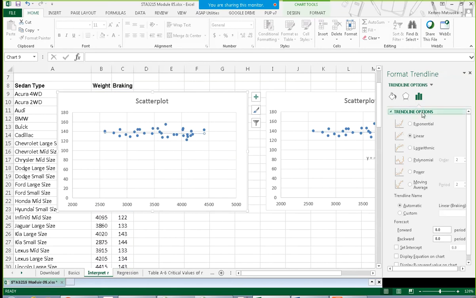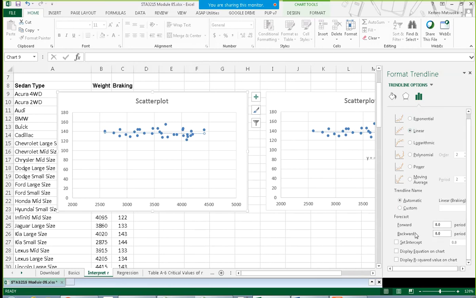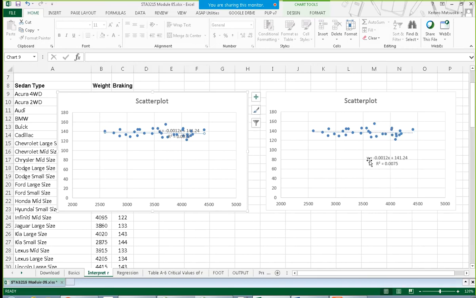And you have these options. We're only gonna do linear trend lines, so just pick linear. Okay. And then if you scroll down, you see this, it says display equation on the chart. Click on that. Display R square value on the chart. Click on that. Close it. And you see that it's overlapping, but it's right here.